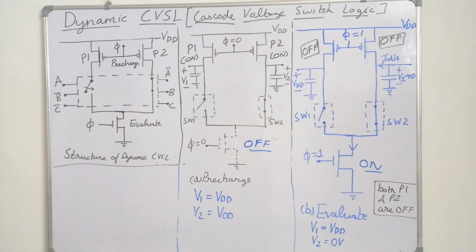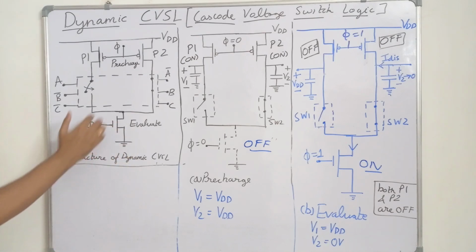Again, this is a dual rail logic. So here both the inputs are present in normal form as well as complementary form, and this is the NMOS. This NMOS is also controlled by the same clock signal phi. So during the pre-charge phase, this NMOS will be off. That is why this is called the evaluation phase, because in the evaluation phase phi is equal to 1, and this NMOS will be on.